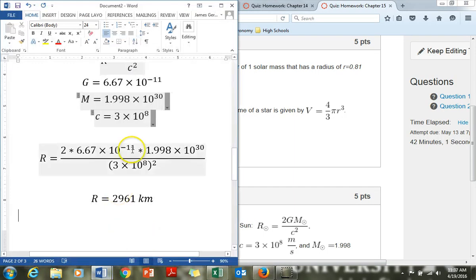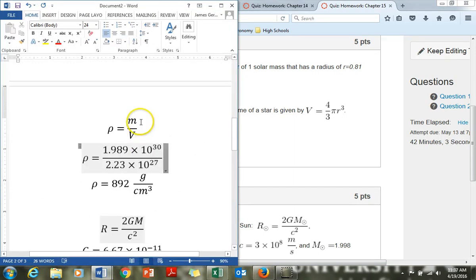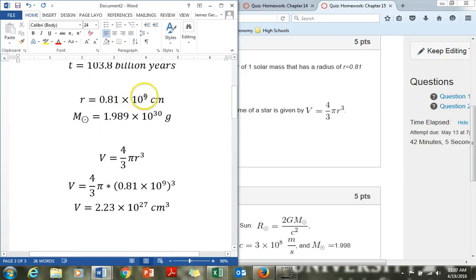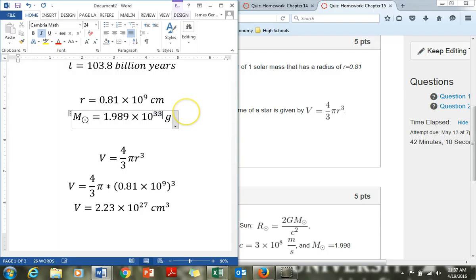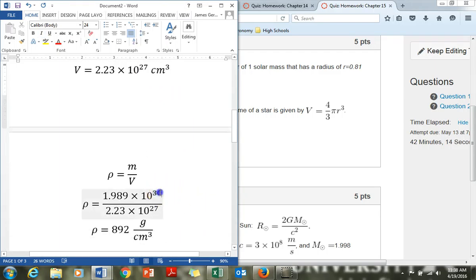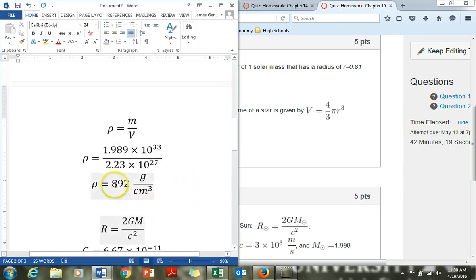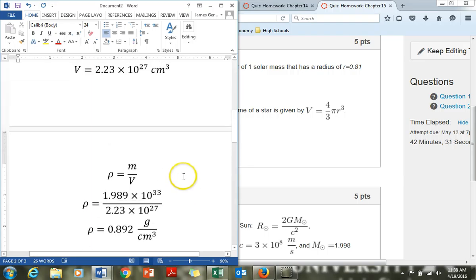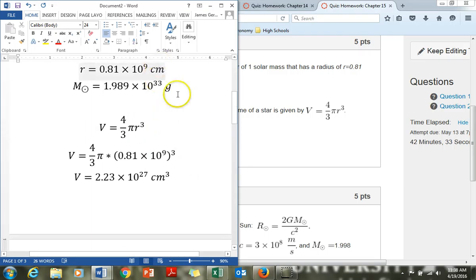On the previous problem, I put in the wrong mass up here because this was in grams. So that was supposed to be 33 right there, which means this was 0.892 grams per cubic centimeter on the previous problem. I just put in the wrong exponent on that first problem. I put in 10 to the 30th instead of 10 to the 33.